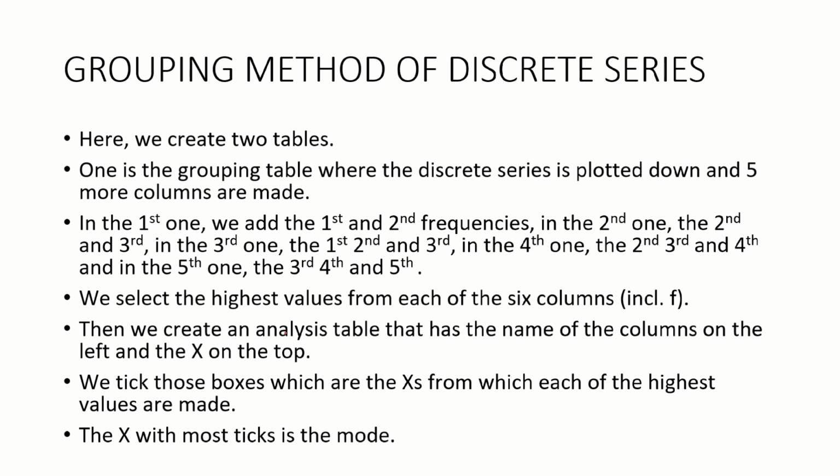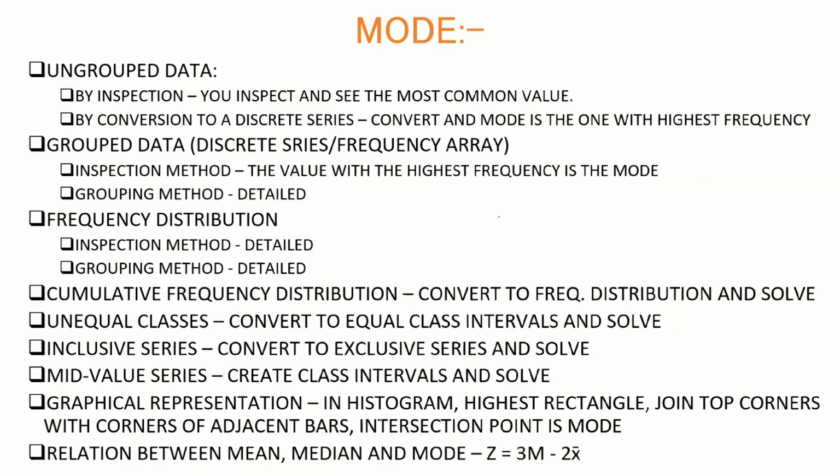Now in an analysis table, let's say when we added the first and second frequencies, the highest was 15, made from the 7th and 8th x's, or the 7th and 8th values. So we will take the 7th and 8th values corresponding with the first column name, and the x, or the value, with the most ticks is the mode. Got it? It's pretty simple.